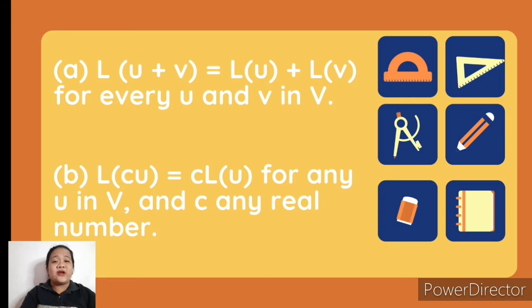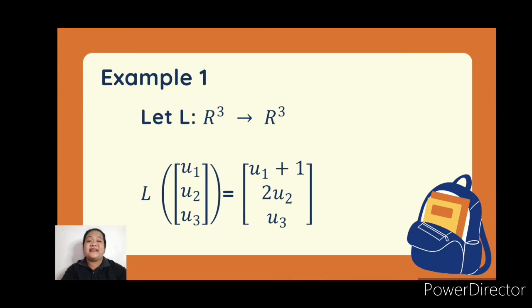As you observe, the first expresses matrix addition, and the second expresses scalar multiplication. Okay, we have here an example. Let L, a linear transformation of R3 to R3, be defined by L(u1, u2, u3) = (u1 + 1, 2u2, u3). As you can see, it is in the form of a matrix.